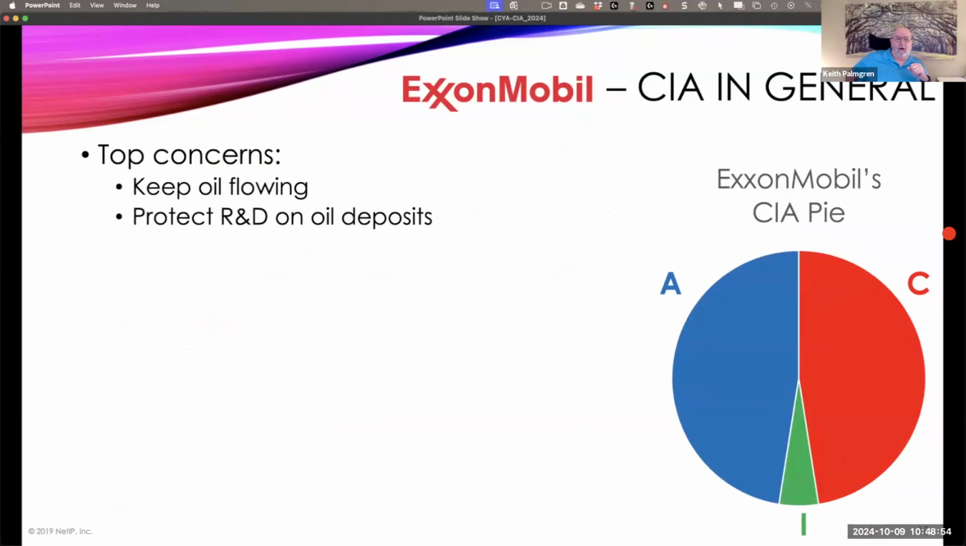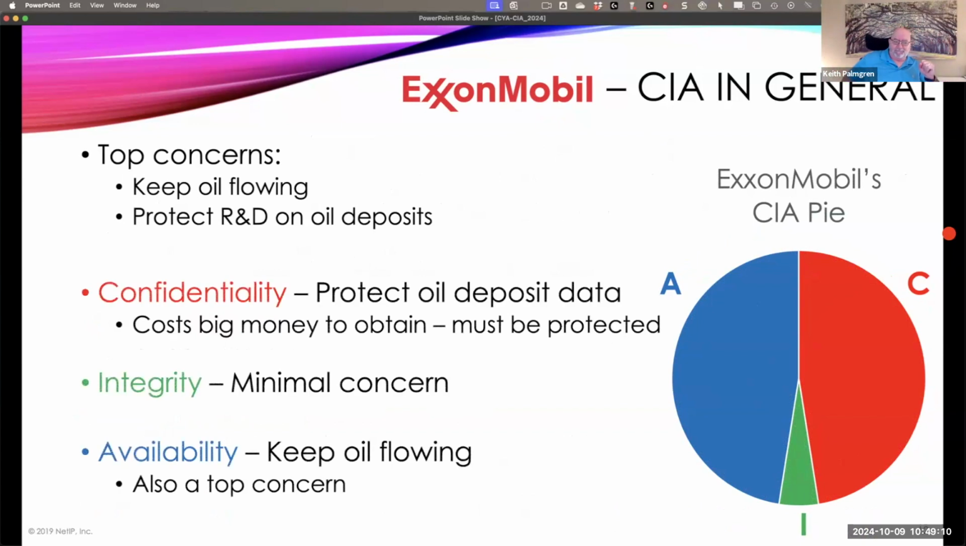Now, Exxon, big oil company. What's their biggest concern? Keep the oil flowing. And they also, I mean, how valuable is all of their research on where the oil deposits are in the Gulf of Mexico or wherever else in the world? These are valuable secrets that they have. So confidentiality, protecting the oil deposit data, and keeping the oil flowing, you're going to see the confidentiality and availability almost share the pie. Integrity, a lesser concern, but again, where is the oil deposit data stored? They don't want that data tampered with. So yes, integrity does still have some play here.